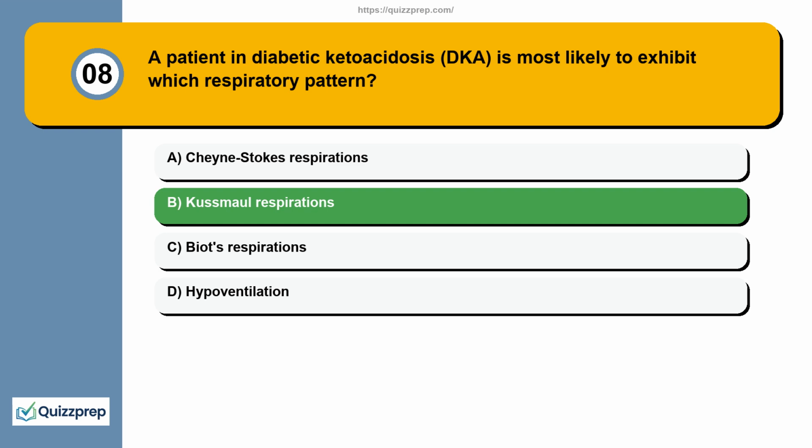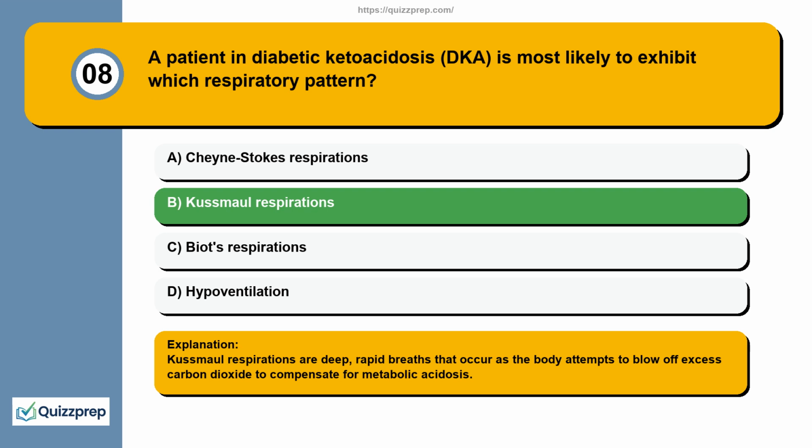The correct answer is option B. Kussmaul respirations. Explanation. Kussmaul respirations are deep, rapid breaths that occur as the body attempts to blow off excess carbon dioxide to compensate for metabolic acidosis.